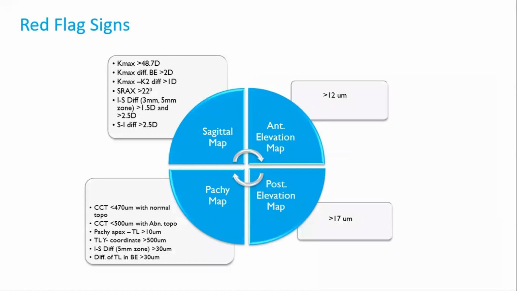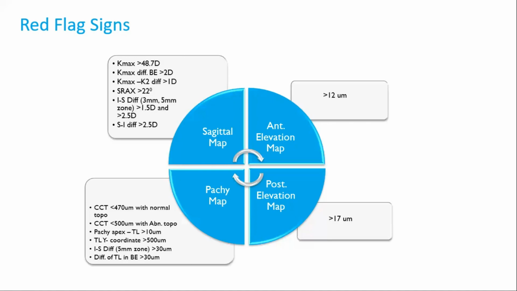So overall, when we look at a Pentacam map, these are all the red flag signs we have to remember to rule out keratoconus. Kmax should be more than 48.7, and Kmax difference between the eyes should be more than 2 diopters. Kmax to K2 difference should be more than, and skewing of the radial axis of more than 22 degrees, and inferior superior asymmetry of more than 1.5, and superior inferior asymmetry of 2.5.